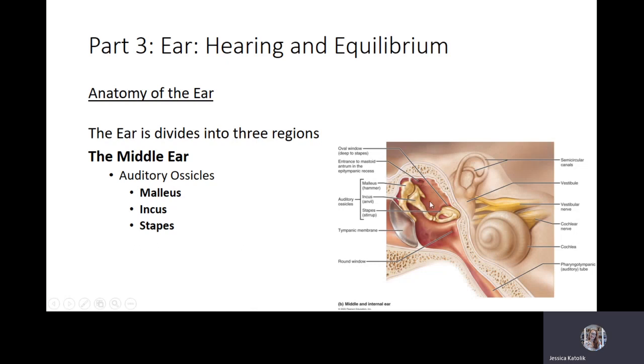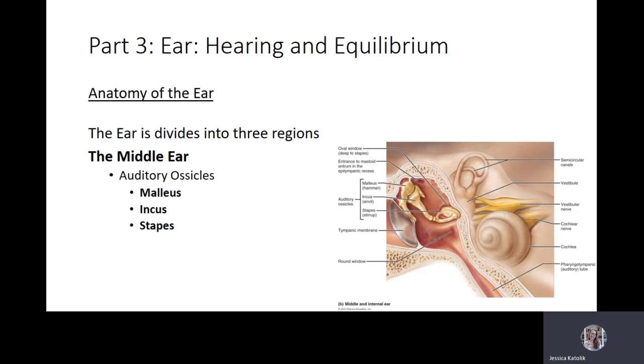This one is going to be the incus. Incus means anvil in Latin. So the malleus is going to hit the incus. The hammer is going to hit the anvil. And here we have the stapes. Stapes refers to stirrup. So if a person is riding a horse and they are putting their feet in that little structure, that's a stirrup, and the stapes has that shape to it. So that's why it gets its name.